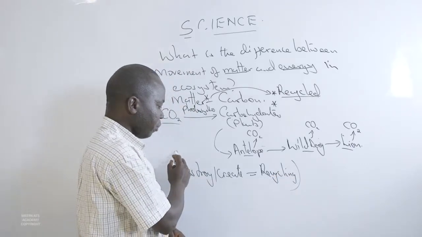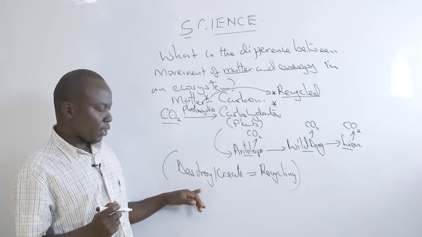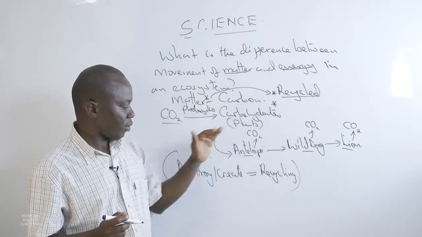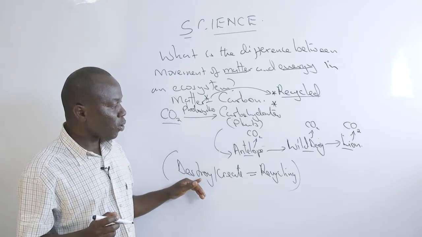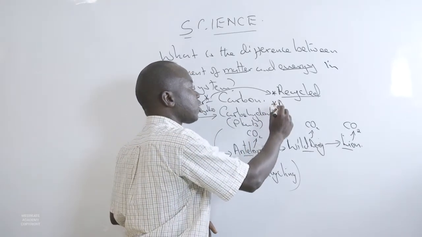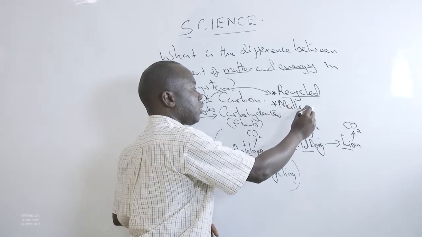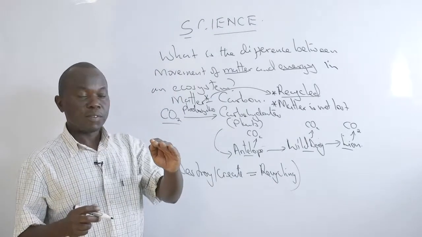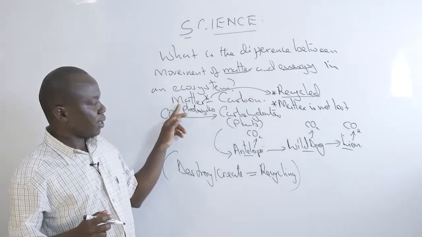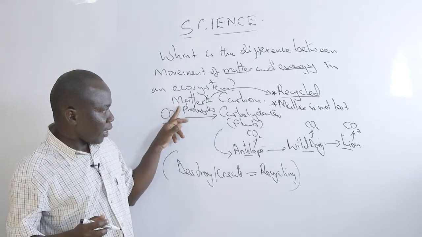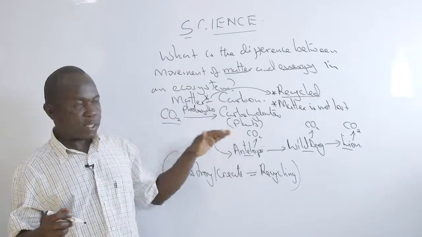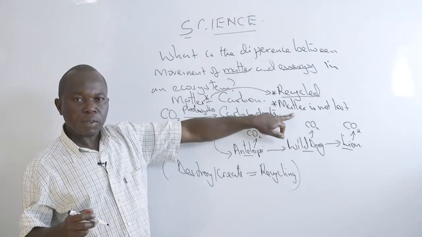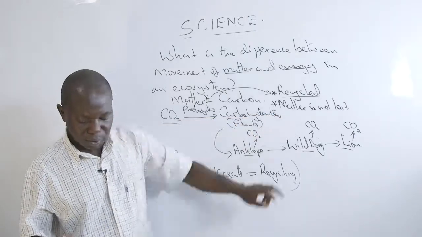Law of conservation of matter: matter can neither be created nor be destroyed, but it can be recycled. That's what's happening. So there's no destruction, there's no loss. Matter is not lost as it flows from one trophic level to another. So it's very important that we note that matter, as it flows through the trophic levels in ecosystems, will be recycled. It's not going to be lost or destroyed.